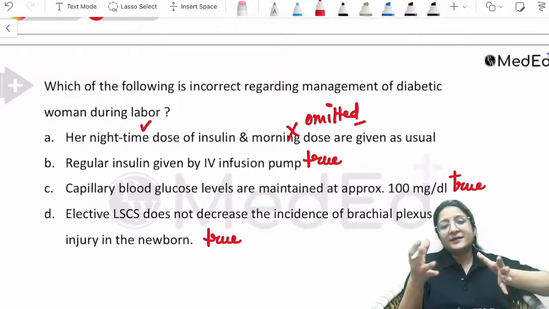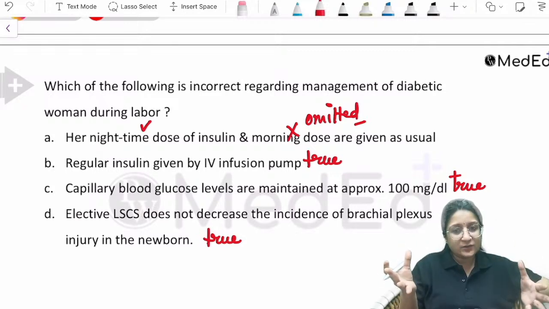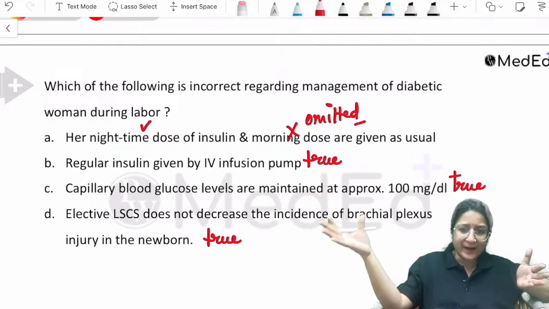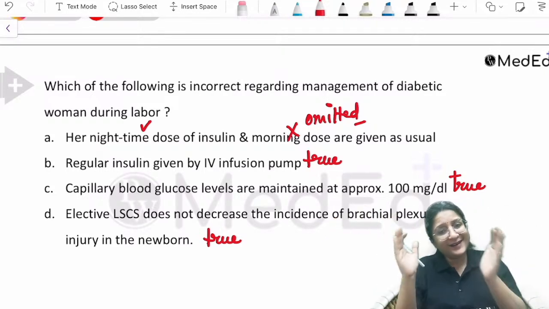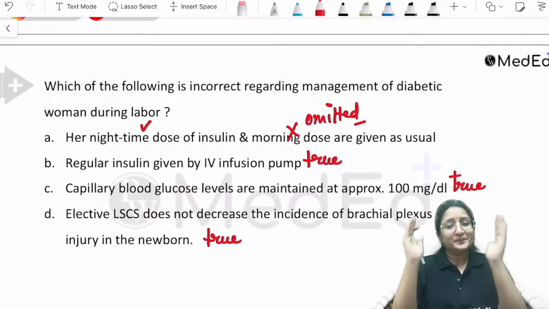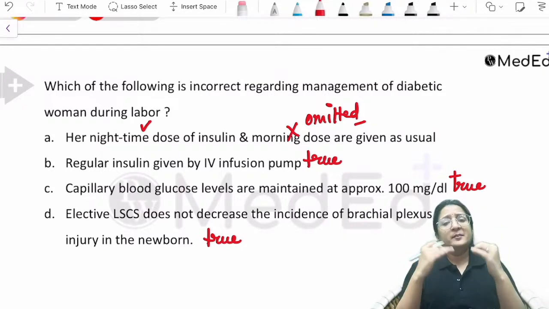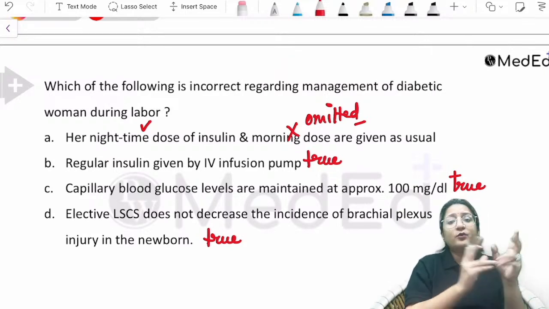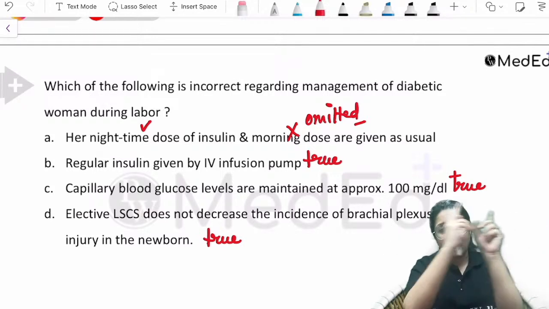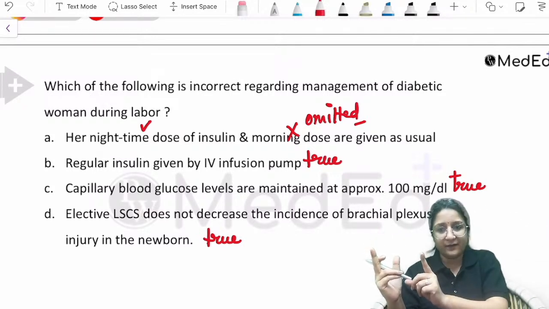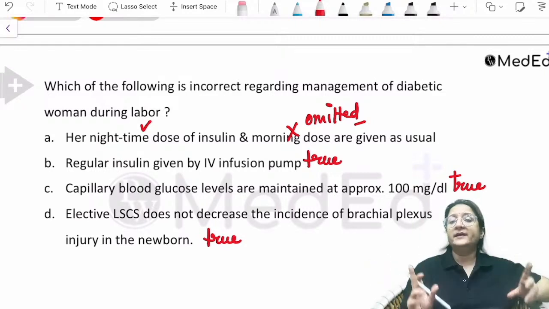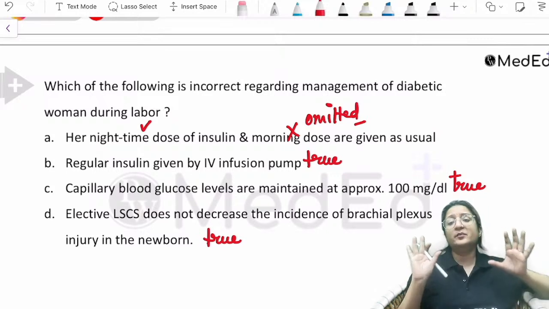So you can't start her by giving her a morning dose of insulin, because that is going to be maybe intermediate acting or long acting. You don't want that. You want to titrate the blood sugar levels during the course of labor by checking and maintaining blood sugar levels within the normal range by regular insulin infusion, right? So you don't want any pre-existing long acting or intermediate acting insulin effect during the time of labor. So morning dose is omitted. Keep that in mind. That's an important pointer.